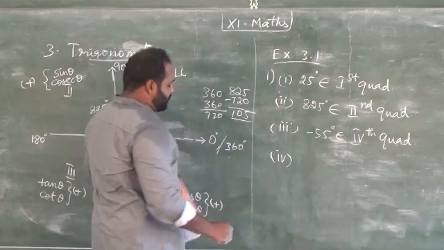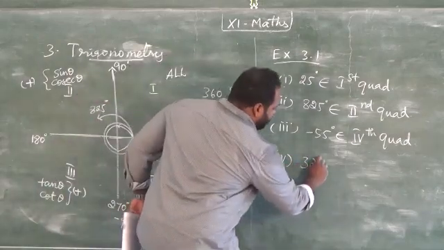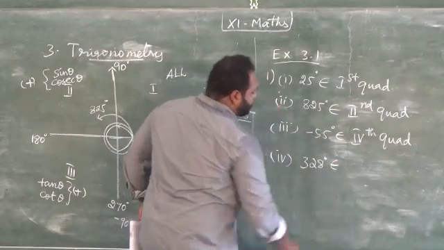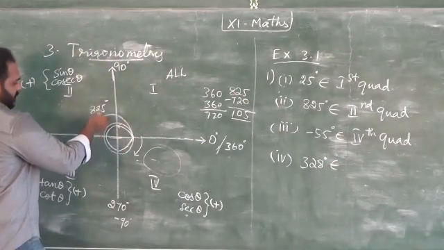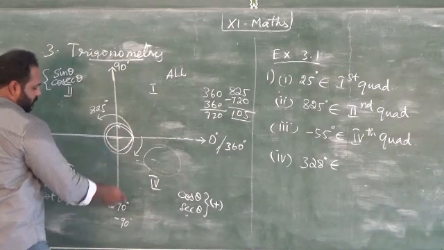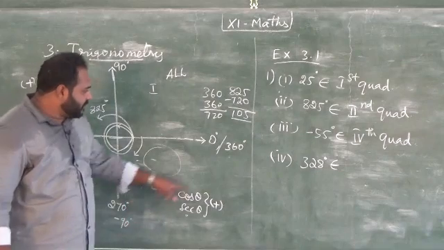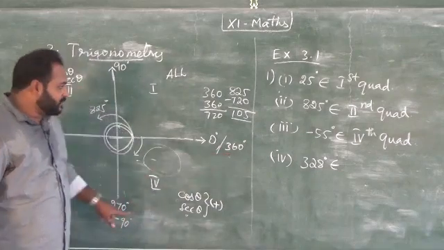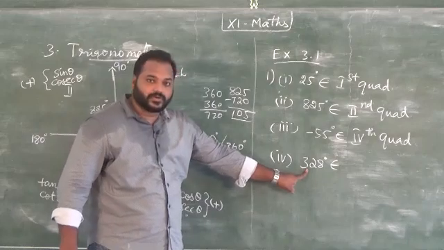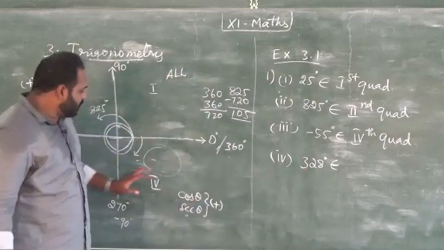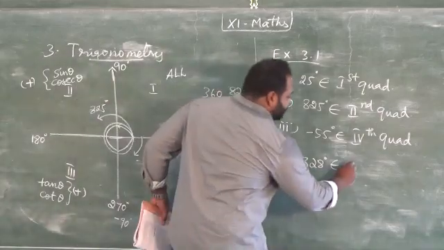Next, the fourth question is 328 degrees. 328 degrees is positive only, anti-clockwise. The value 328 is in between 270 and 360, so it must be in the fourth quadrant.